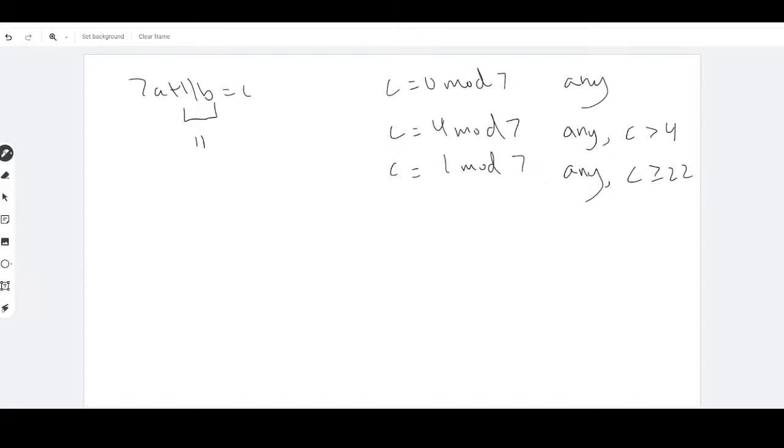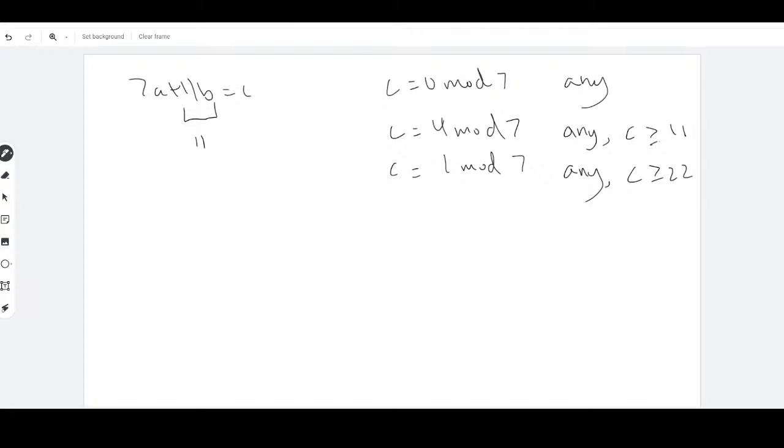And for the previous one, I should probably say it's greater than or equal to 11. I think that might make a little bit more sense, but ultimately, I guess it doesn't really matter.